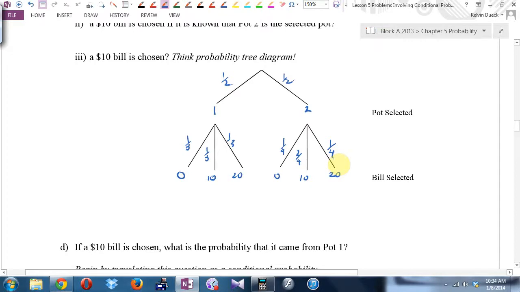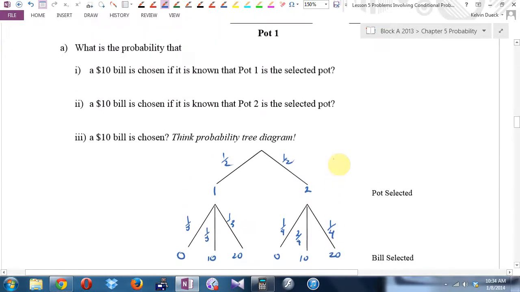Now, let's go back and answer all the questions. It says this. What's the probability that a $10 bill is chosen if you know that it came from pot one? If I was writing that in our notation, it's really saying this. What's the probability pot one and 10? Can you see the branch? Which branch are we talking about? Boom, this one, yes? And only this one. How am I going to calculate that? A half times a third.